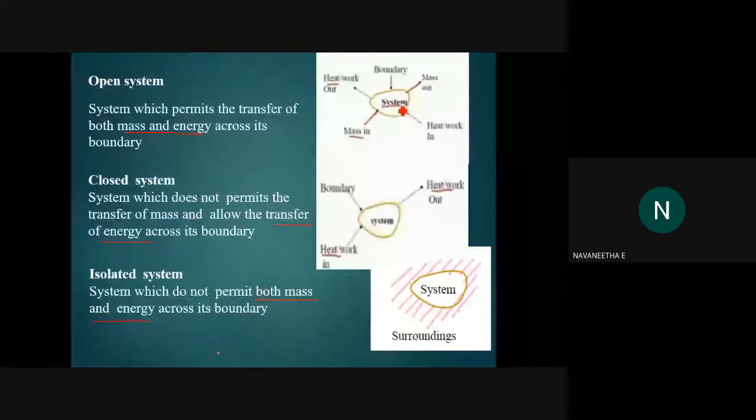You can also write the example. Okay, is it clear?